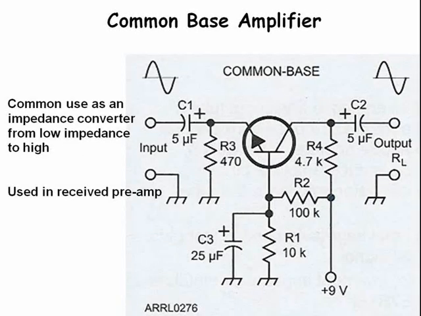Here is a common base amplifier. The base is AC grounded through C3. This circuit has a low input impedance and a high output impedance. R3 has a fairly low value and R4 is much higher. Receiver preamplifiers are a likely place to find these circuits.